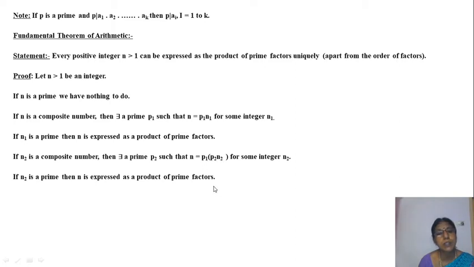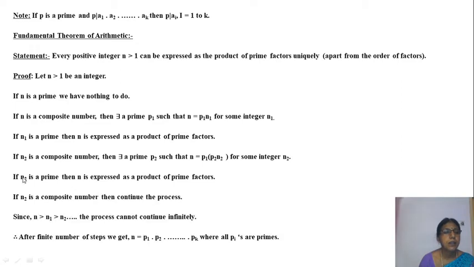So we continue the process until we get on the RHS all the integers as prime numbers. Finally we get n as a product of all prime numbers. I repeat, if n1 is a composite number, there exists a prime number p2 such that n is equal to p1 into p2 n2. Next, for n2 there are 2 cases, prime or composite. If n2 is prime, these three are prime, and n is a product of prime factors. All three are prime factors. If at the next step it is a composite number, we continue the process.